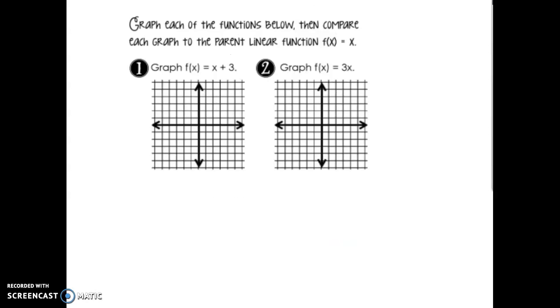So we can graph all these other lines. When we look at y equals mx plus b, you need to figure out the m and you need to figure out the b.